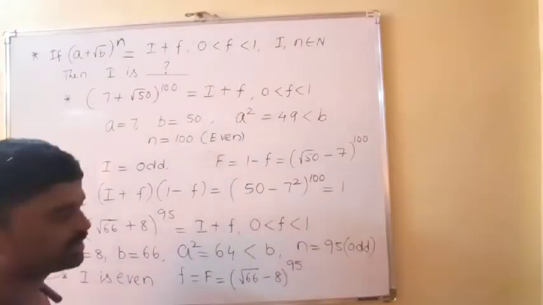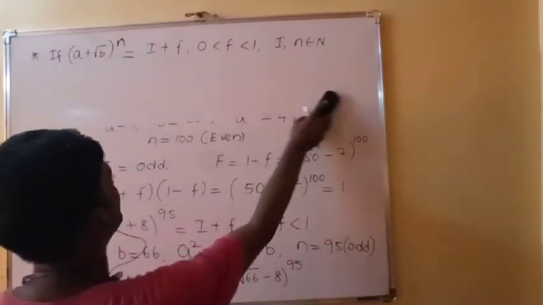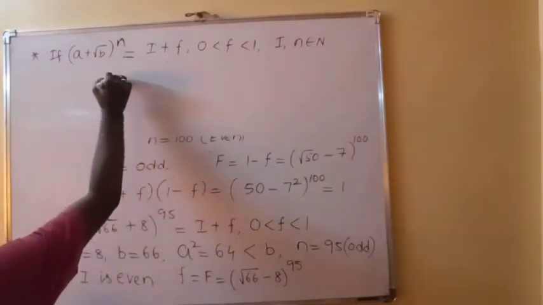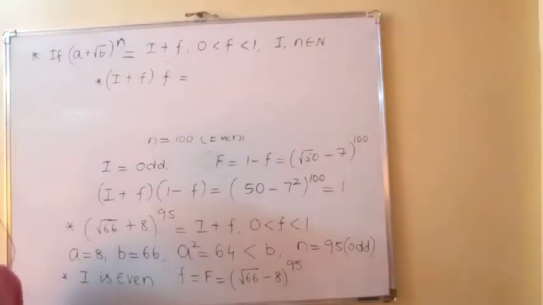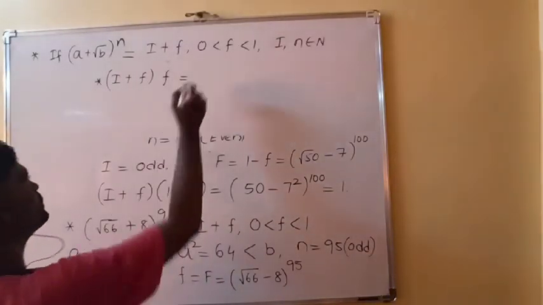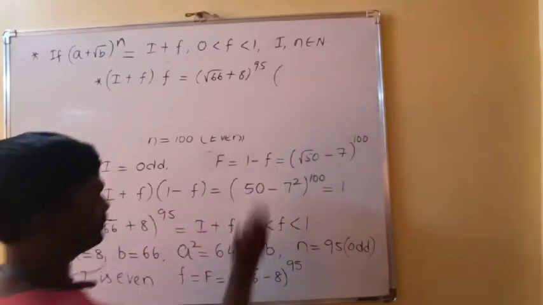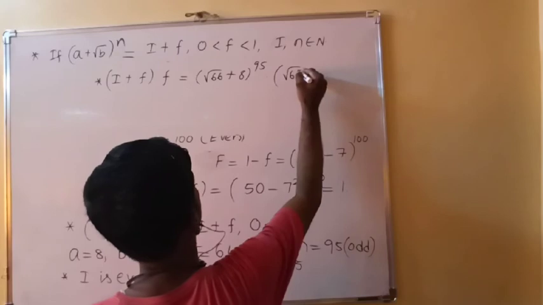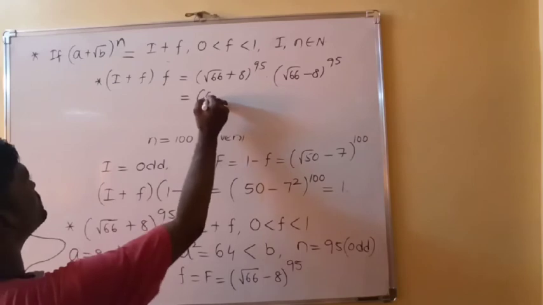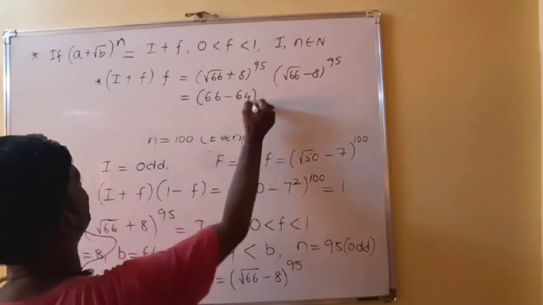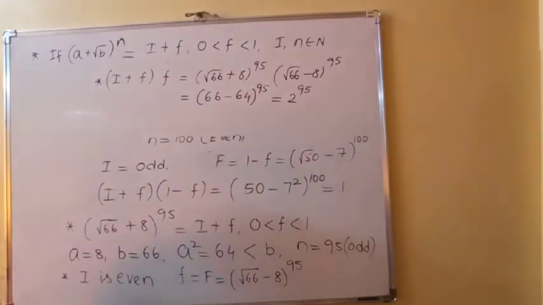Second part of the case 2. And what we have to remember, one more point, that one more point I'm writing here. What is that one more point? I plus small f into small f is (b minus a square) whole power n. Or I plus f, what is I plus f? (Root 66 plus 8) whole power how much? 95 into small f. Small f is what? (Root 66 minus 8) whole power 95. Then on multiplying these two, what you'll get? (66 minus 8 square) is nothing but 64 whole power 95. So thus the answer is what? 2 power 95.